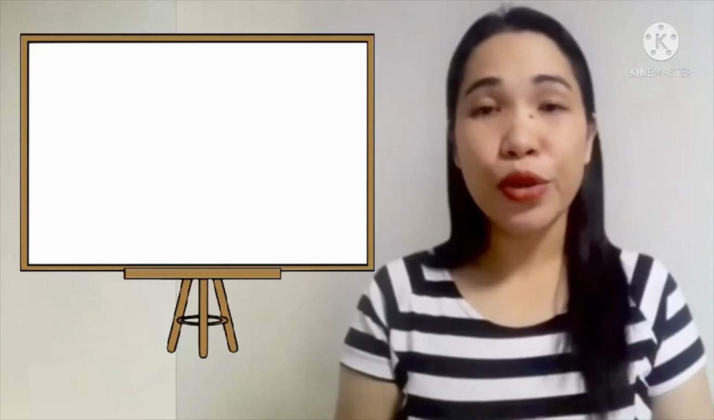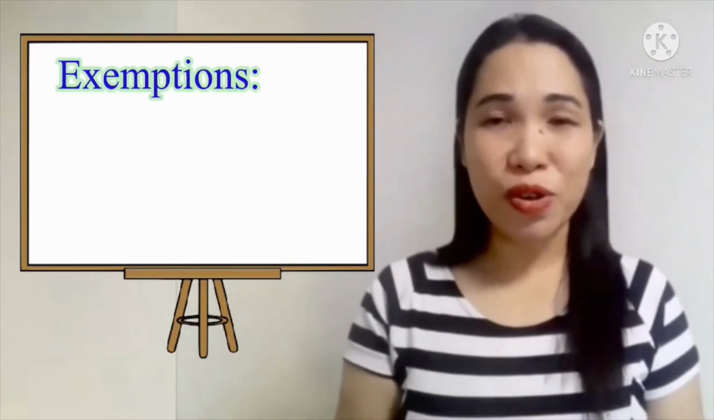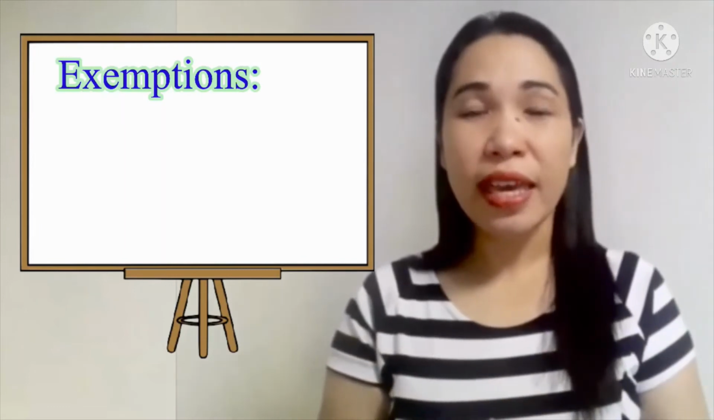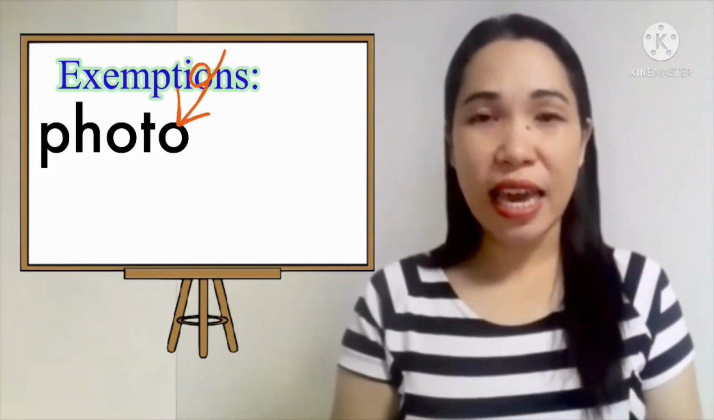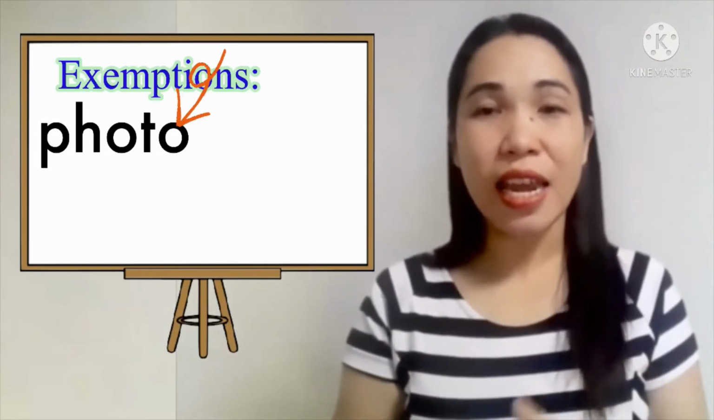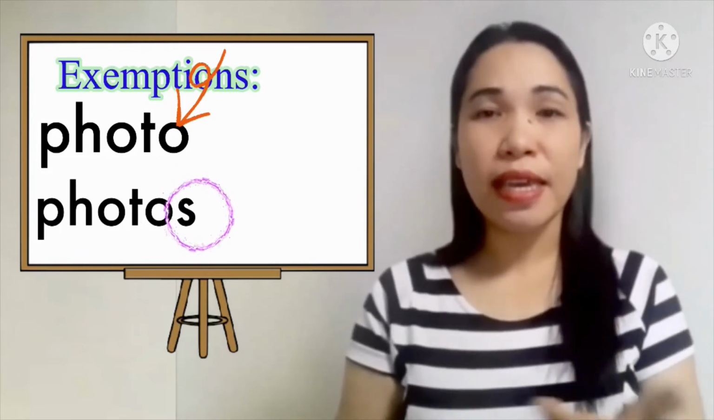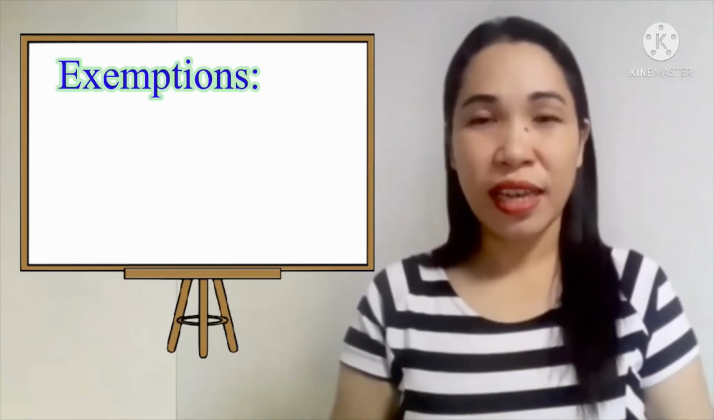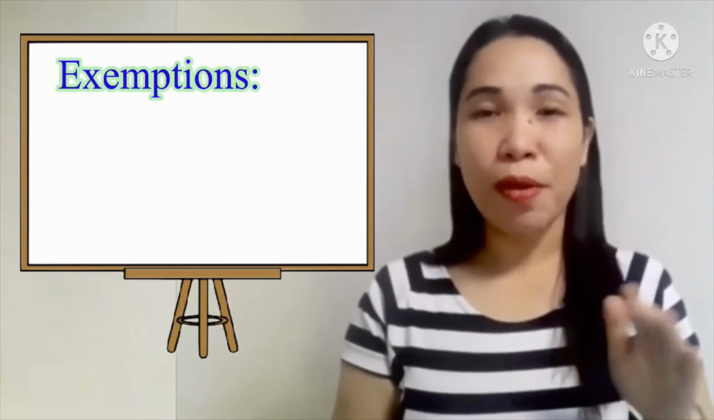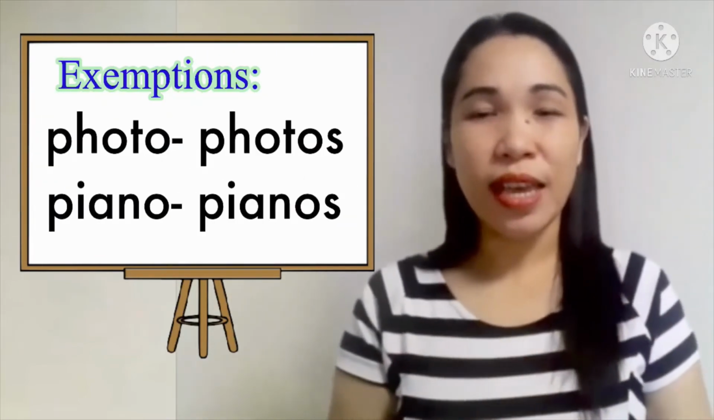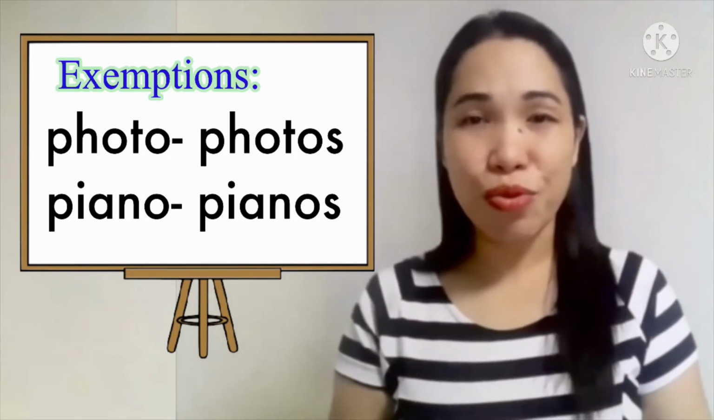Okay, for example, yung word na hindi natin kailangang dadagdagan ng ES to make it plural, pag nagtatapos siya ng O, example is photo. So, hindi mo siya dadagdagan ng ES to make it plural. Instead, you are just going to add S. So, photo, magiging photos. At saka piano, magiging pianos. So, photo, photos, and piano, pianos. It's exempted to the rule.